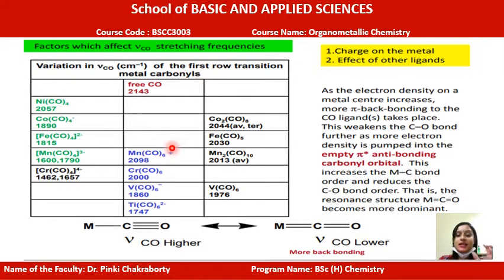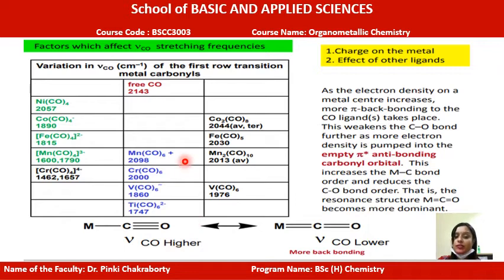Positive charge means electron density is less on the metal. Then you have a neutral complex. Now in a neutral complex, the electron density on the metal will be slightly higher than in a positively charged metal. Next, the vanadium and titanium complexes have negative charges. Negative charge means electron density on the metal is increasing.